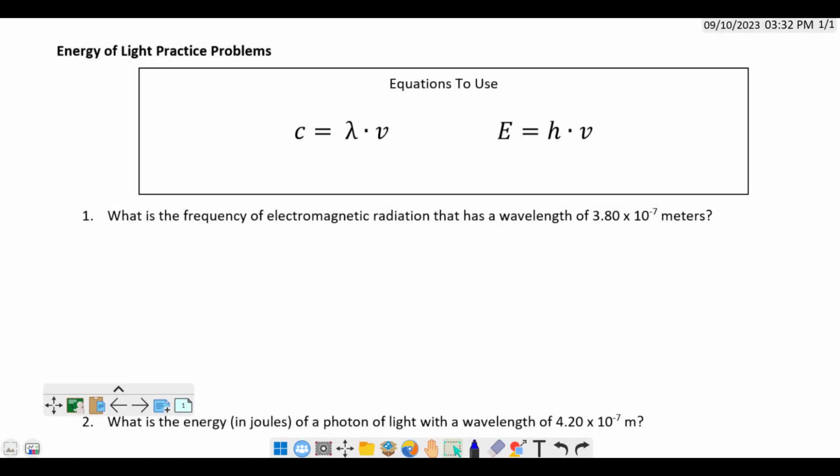I'm here today with some practice problems about the energy of light. You should have a worksheet like this and make sure you have a calculator as well. Let's go ahead and get started.